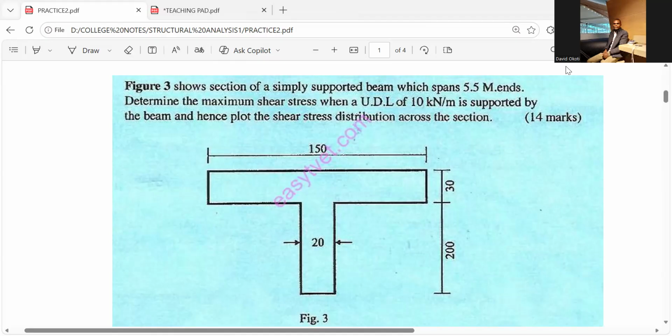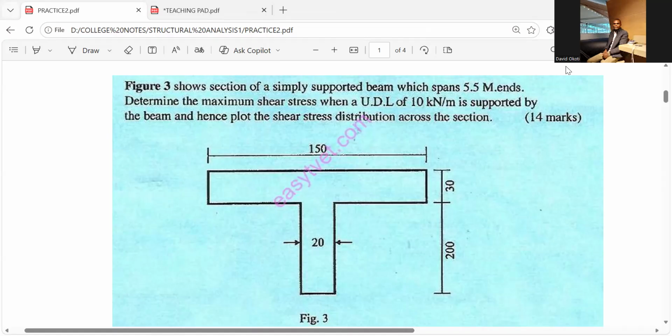So we'll start by reading out the question. The question is, Figure 3 shows a section of a simply supported beam which spans 5.5 meters. Determine the maximum shear stress when a UDL of 10 kN per meter is supported by the beam, and hence plot the shear stress distribution across the section. Now we have two tasks to undertake. One, to determine the maximum shear stress, and two, we have to plot the shear stress distribution.